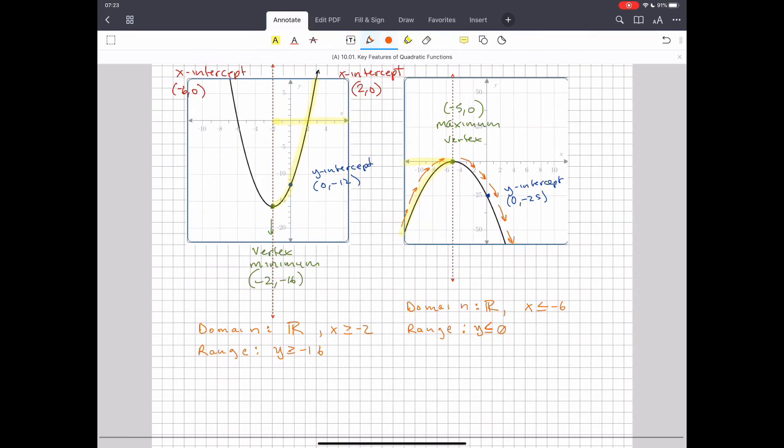And those are the key features that we're looking at in today's lesson.